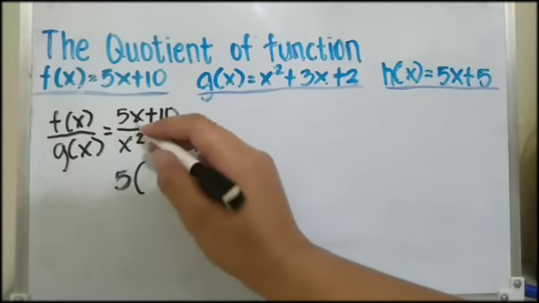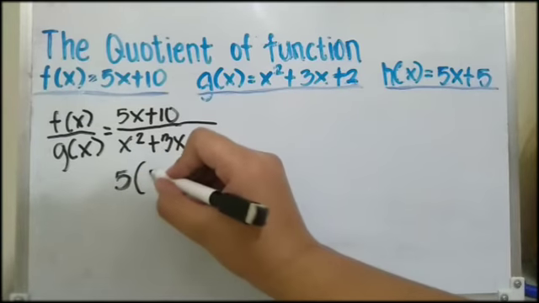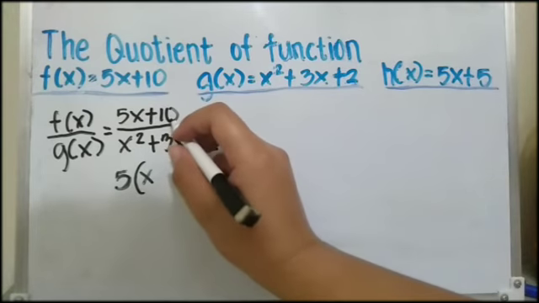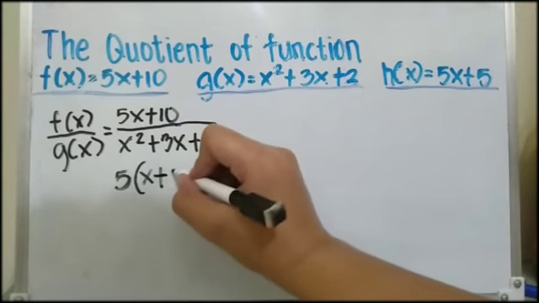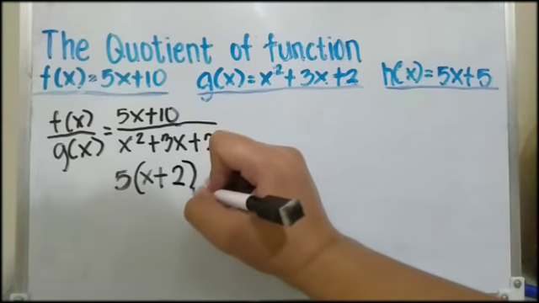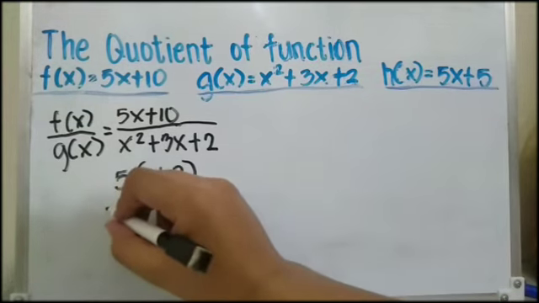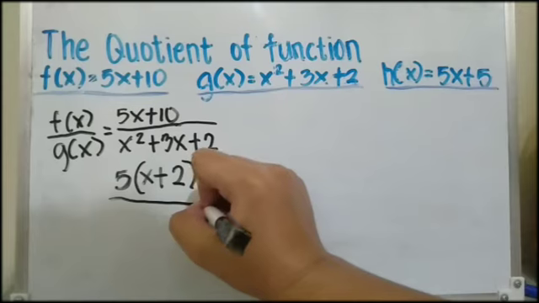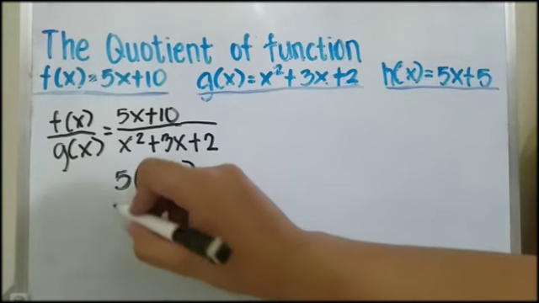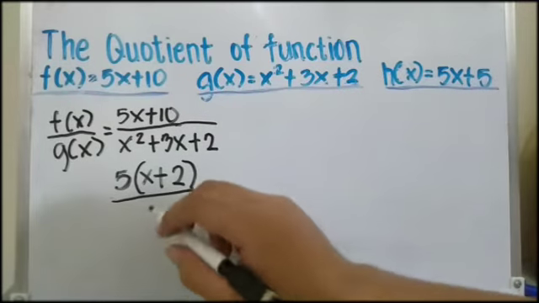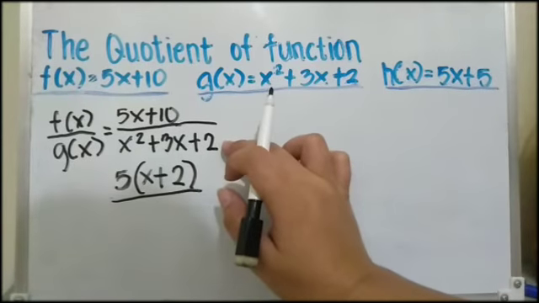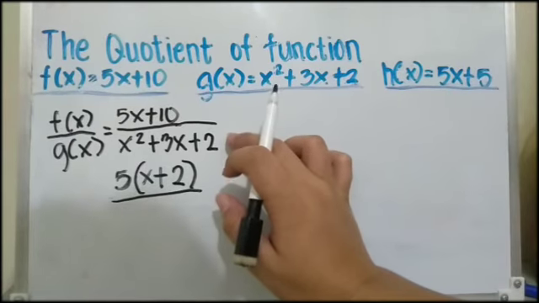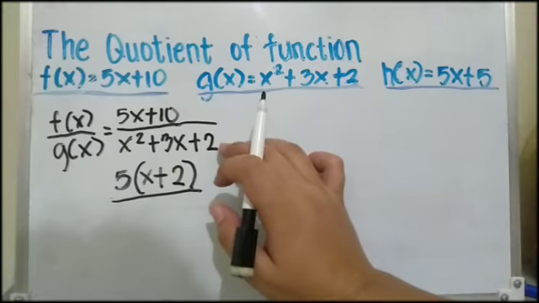And then 5x divided by 5 is x. And then 10 divided by 5 is positive 2. And now let us factor out the denominator. So this is a general trinomial in the form x squared plus.